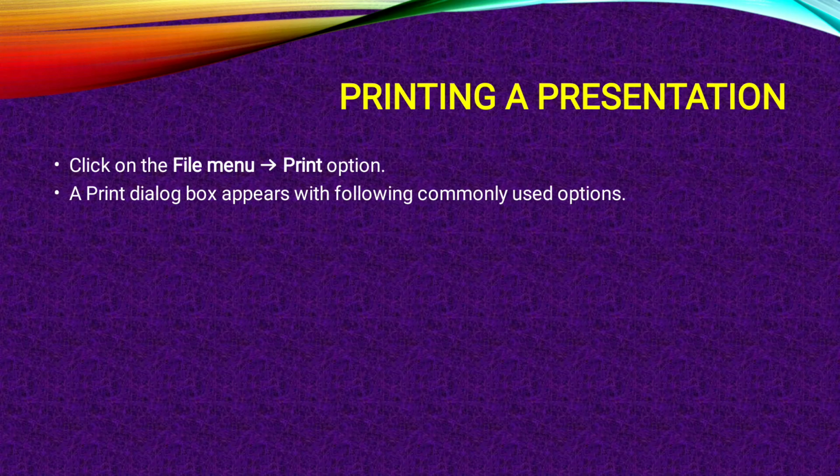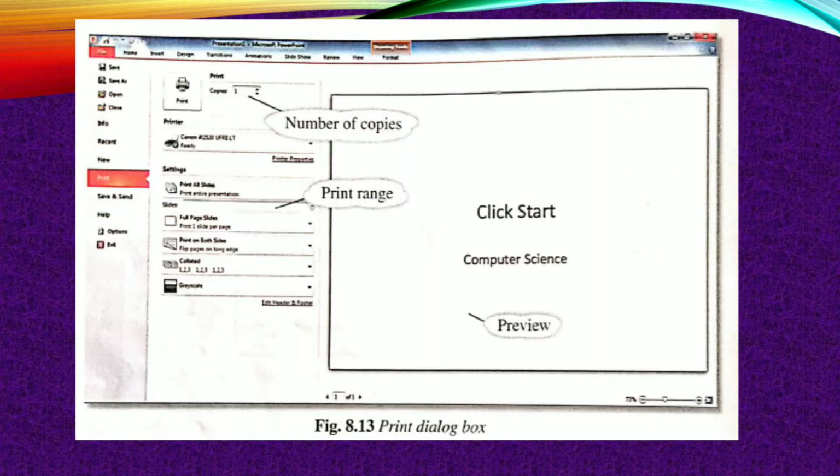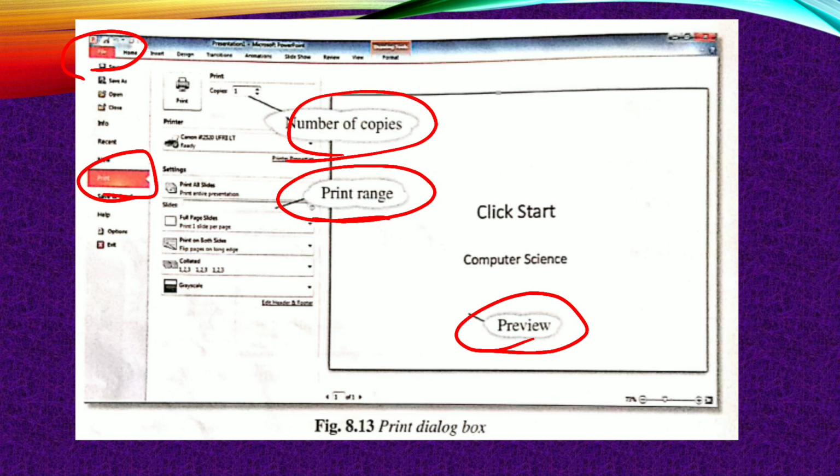Now if you want to print a presentation on paper, or you want a hard copy of your presentation, you just need to follow two steps. Go to File and Print. Select the Print option. This is the print dialog box you will see. Select the file, go to Print, give the number of copies, print range, see the preview. And after all this, you just need to click on the Print button. You will get the printout on paper.